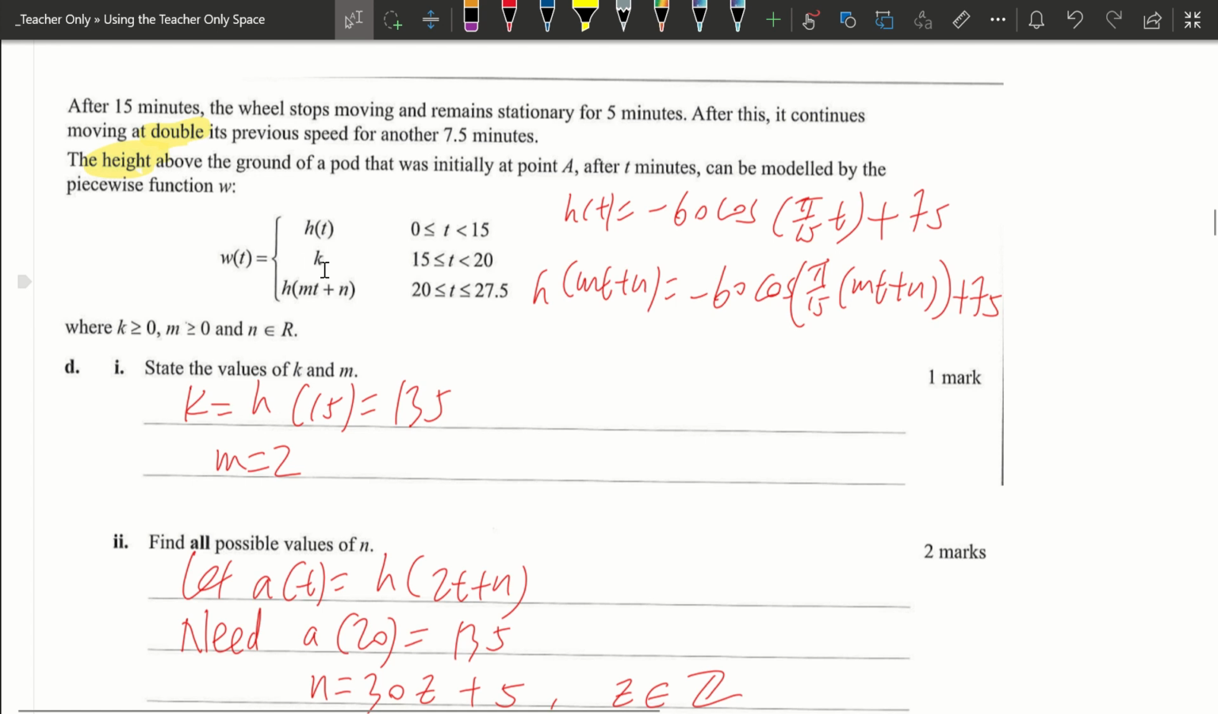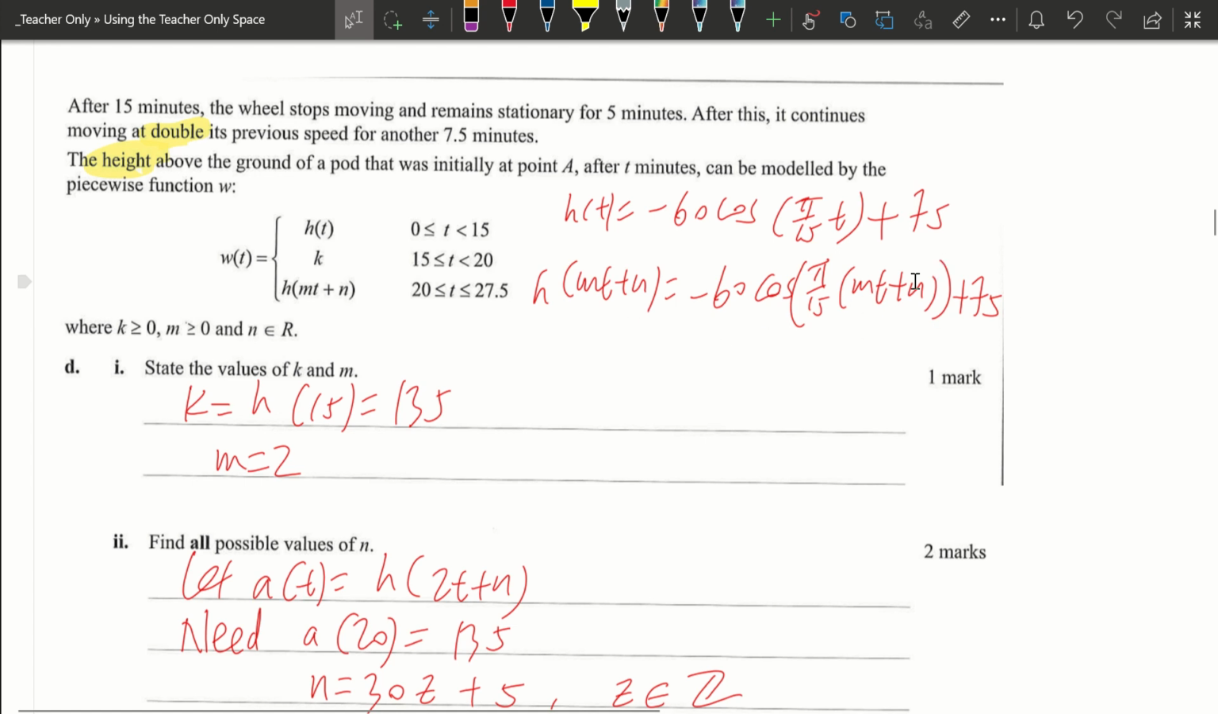Okay, so k is the height at 15 minutes. So all we need to do is substitute 15 into h to find the height, and that has to be k, because k is the height at 15 minutes. And m, in terms of m, it's like this. So I've written it here. If I sub mt plus n into h, I get this sort of thing going on.